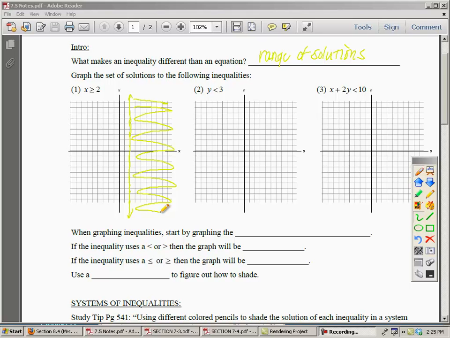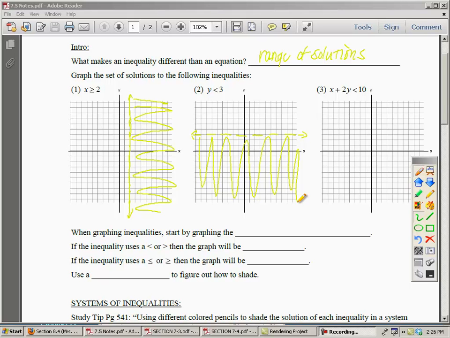Okay? My second equation, y is less than 3. So I go up to y equals 3, and because it's just less than, I'm going to dot my line because I don't want it to include it in this solution set, and everything less than is below it.